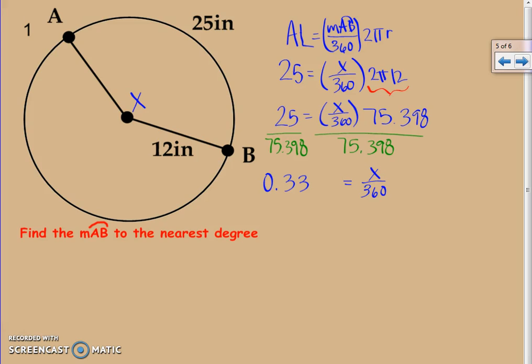How do you get rid of that 360 over there so x is by itself? This is where we multiply. So we multiply by that 360, and we get 120 equals x. Questions there? We got one left. It's really just writing the formula, putting the numbers in where you need them, and then get x by itself.